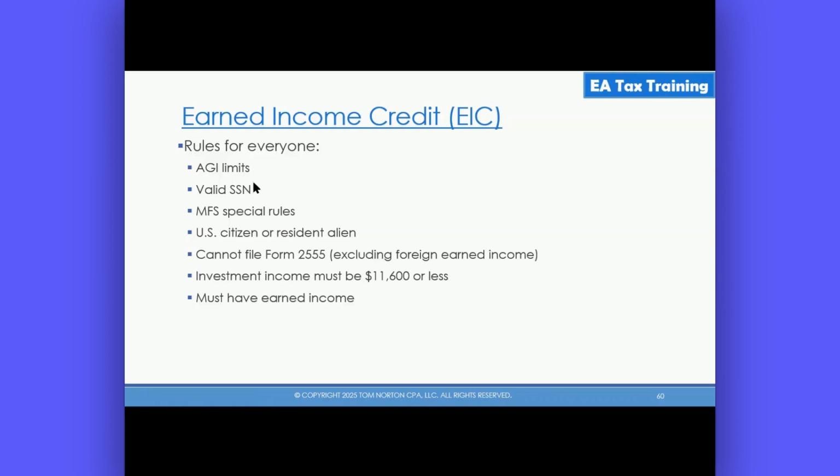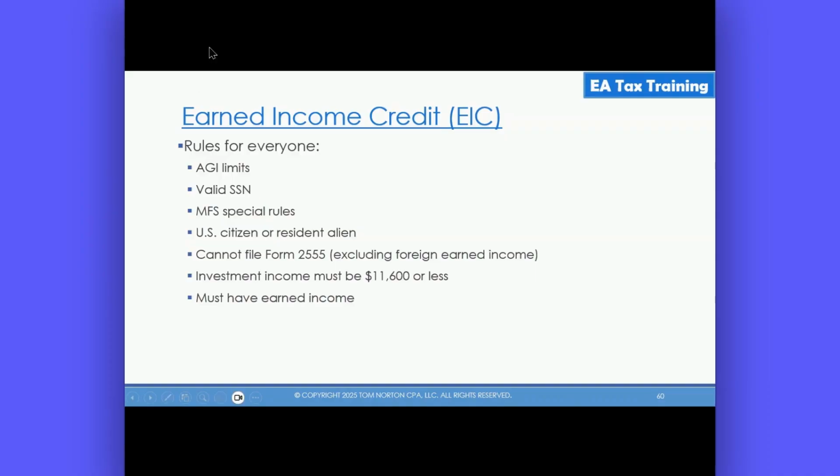Some of those rules apply to everyone, whether you have children or not. Some of those rules only apply if you have children. Some of those rules only apply if you do not have children. So first, we're going to talk about the rules that apply to everyone, whether you have children or not.